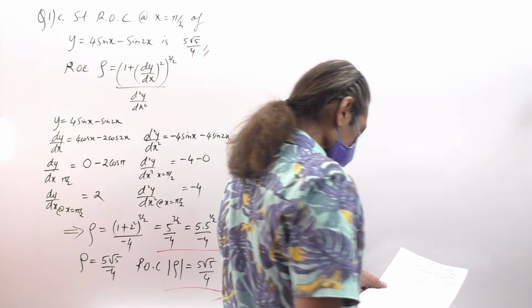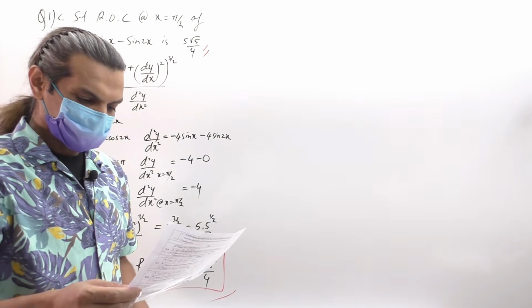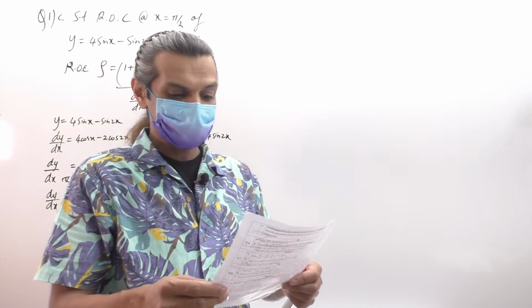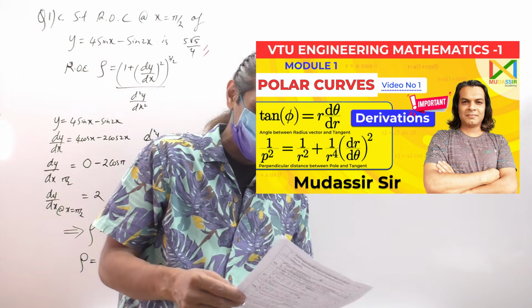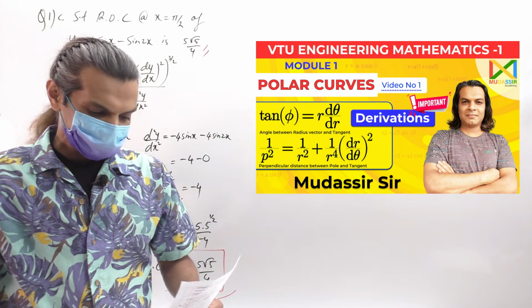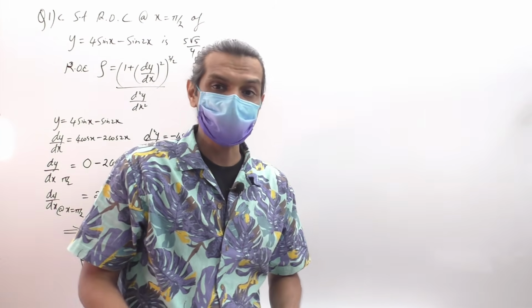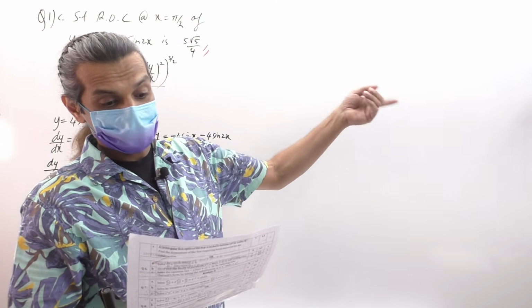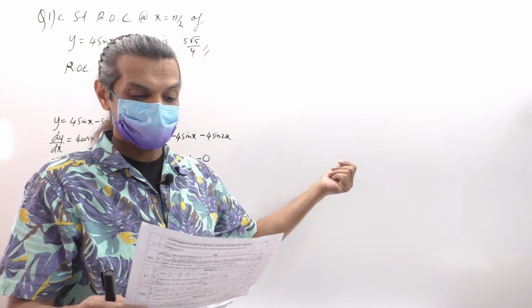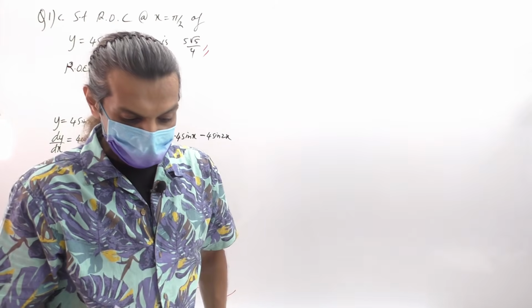Question 1R A. With usual notations prove that 1 by p square is equal to 1 by r square plus 1 by r raised to 4 dr by d theta the whole square, derivation for 6 marks. This is nothing but the derivation for the perpendicular distance between pole and tangent, and along with question A I had derived this also, so please do refer to the link in the description. Next one is question B.